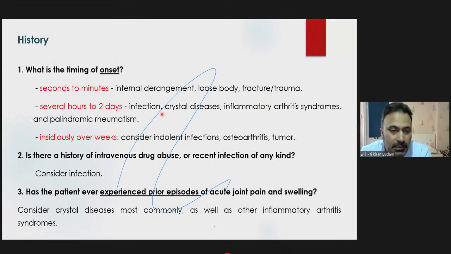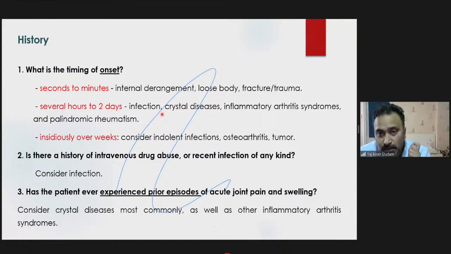Another thing in the history is, what is the time of onset? Suppose someone's pain comes on from seconds to minutes, then it can be trauma. A football player running and attempting to play, and suddenly he develops knee pain and swelling and comes to us, it happens all of a sudden. It can be an internal knee derangement involving some tear of a ligament.